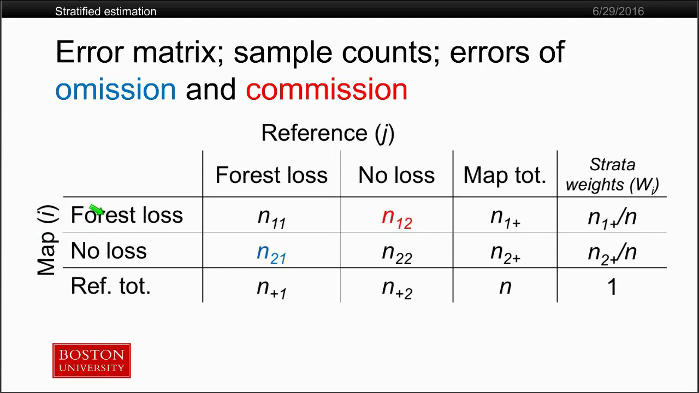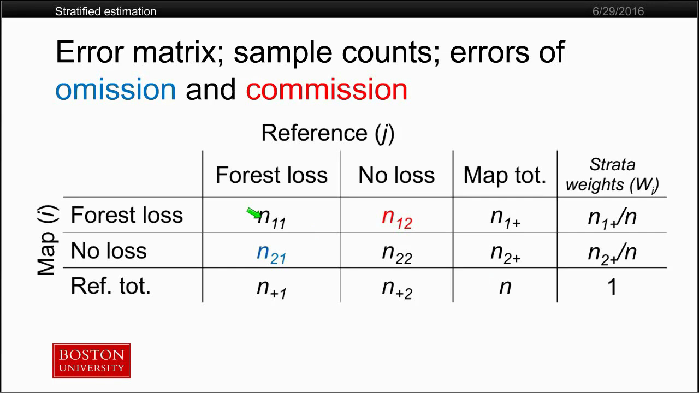In this case, we have a very, very simple map. It's only two classes: forest loss and then everything else, with everything else lumped into one class here. So the map labels are represented by the rows. And then we have the reference observations, which are represented by the columns. And then we have our total sample size down here.